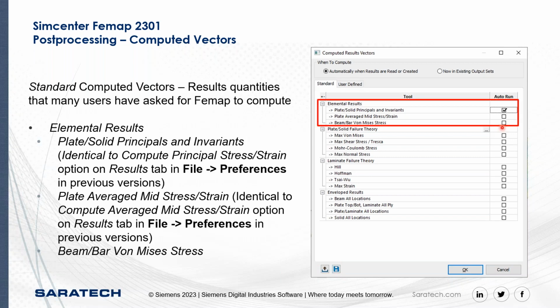So, walking through some of these results, some of this menu here is the element results. We can look at the solid element, the principals and the invariants, the plate averaged mid stress or strain. And then if you want to see beams and bars, you can view the von Mises stress for those.